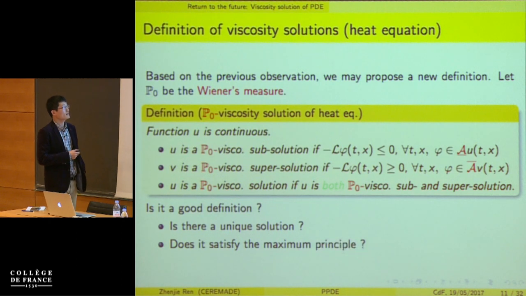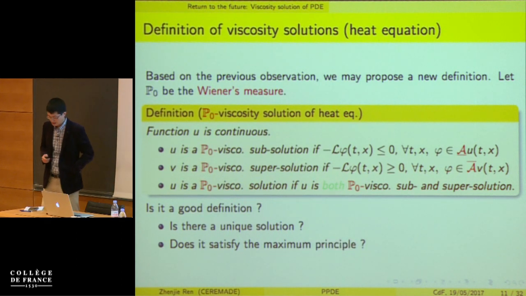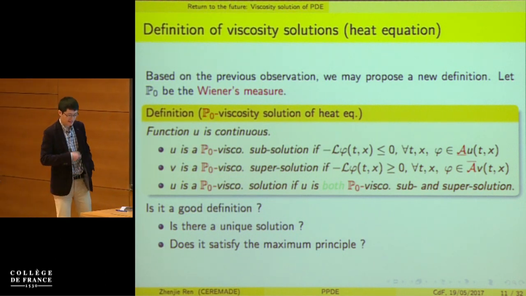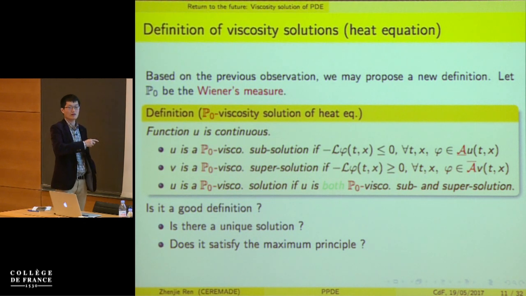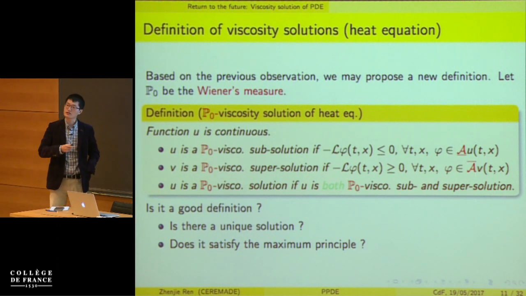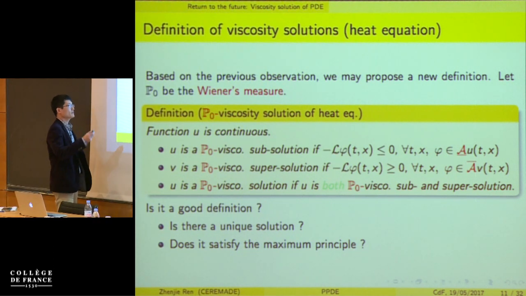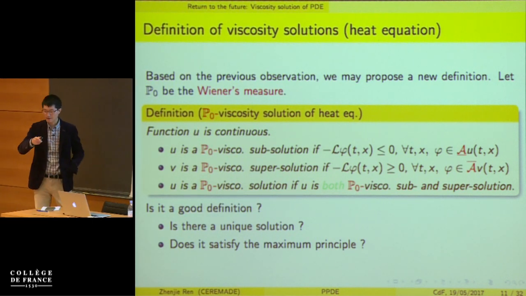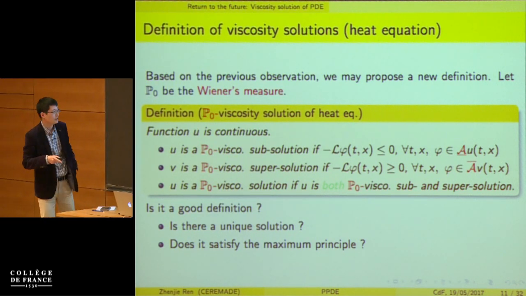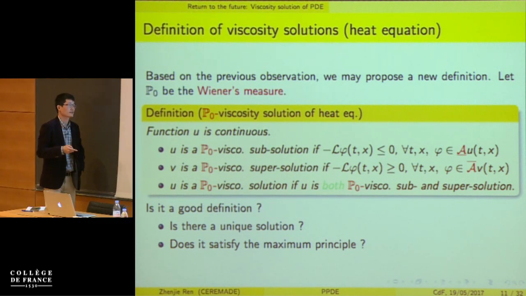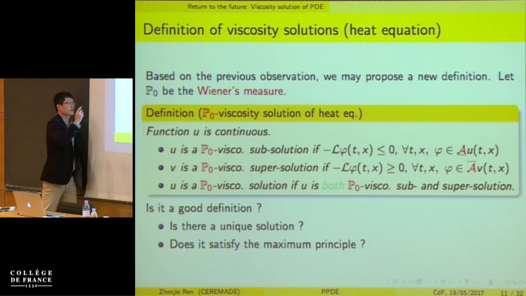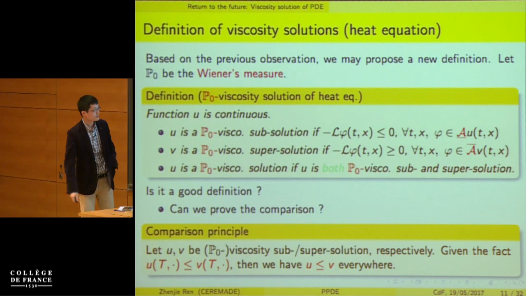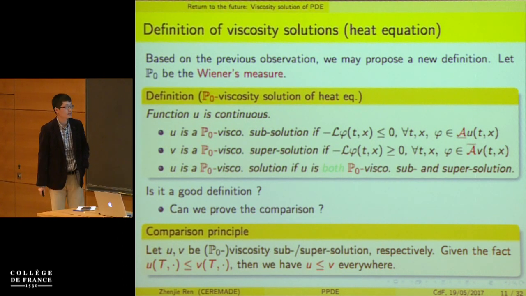And now we want to verify whether it's a good definition. A good definition, of course, needs existence and uniqueness. In fact, the existence is already verified by our probabilistic argument on the previous page. And now we only consider the uniqueness. We want the unique solution selected by this definition to satisfy the maximum principle, of course, because it's the motivation of the viscosity solution. For both statements, there's a common sufficient condition, which is the comparison principle.